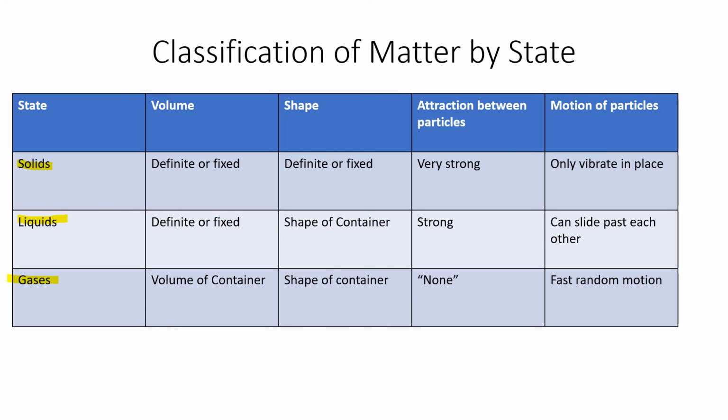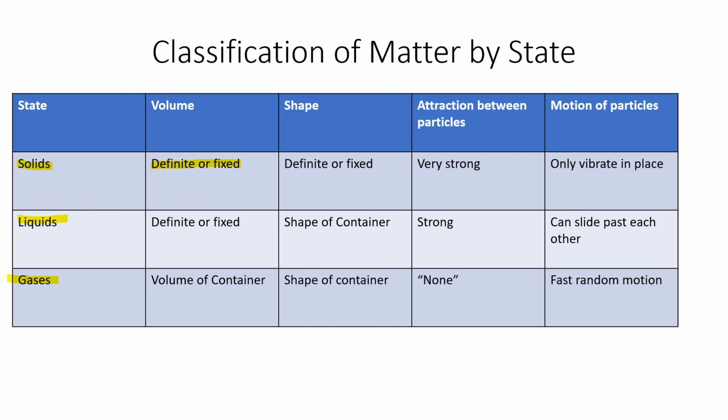When we look at a solid and we talk about the volume of a solid, we would say that the volume of that solid is definite or fixed. It's unchanging. Basically, it's not going to change based upon normal manipulations. It's already set.